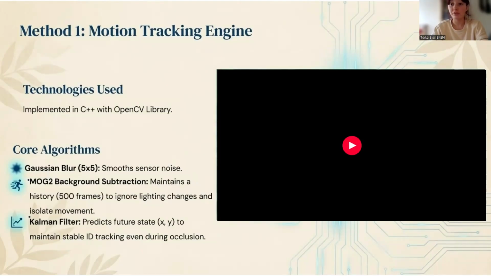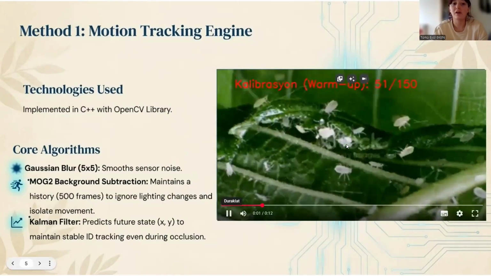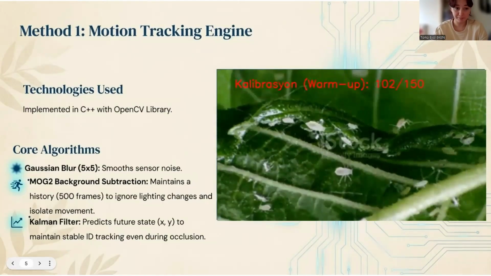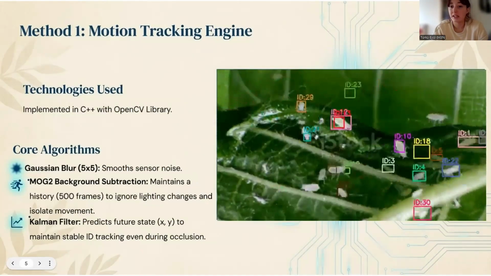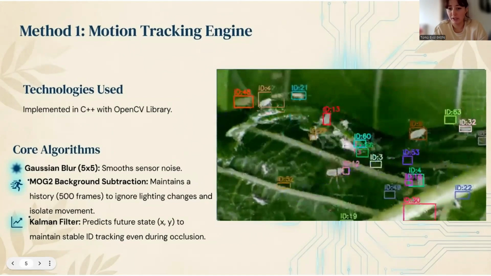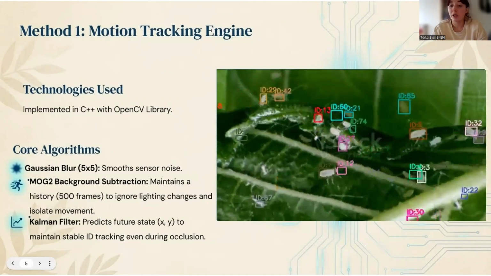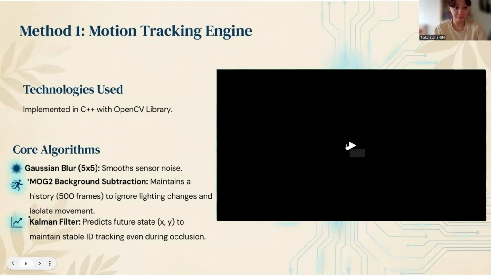For the results of this module, as shown by the green bounding boxes, the system successfully filtered out the static leaves. I will open it again. It locked onto the moving insects, and the Kalman filter successfully assigned unique IDs, like ID1, ID2, to track individual movements here.